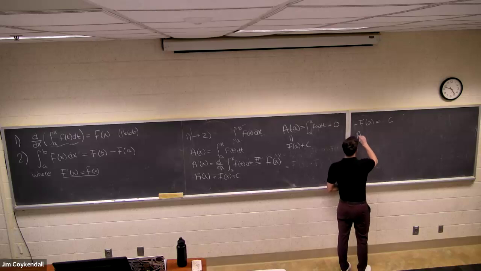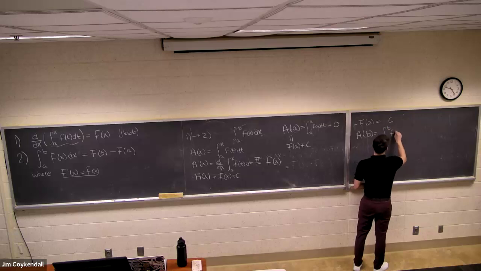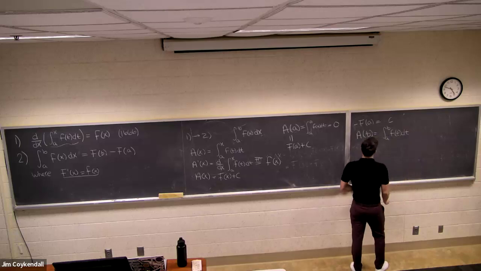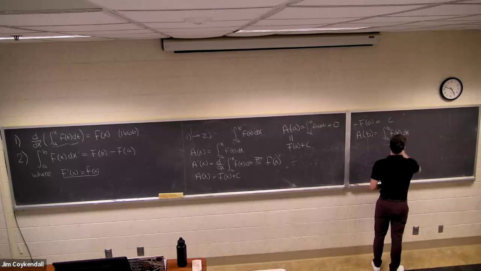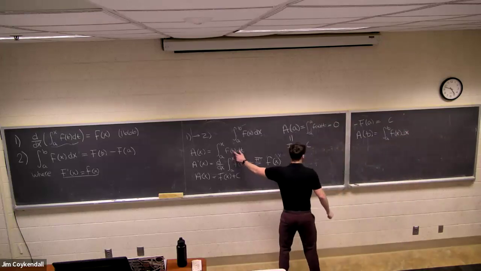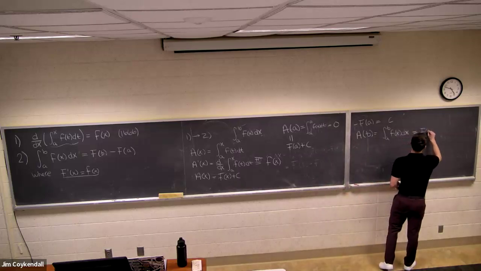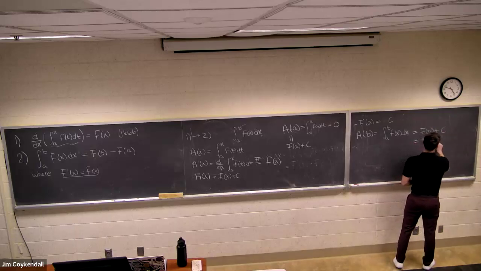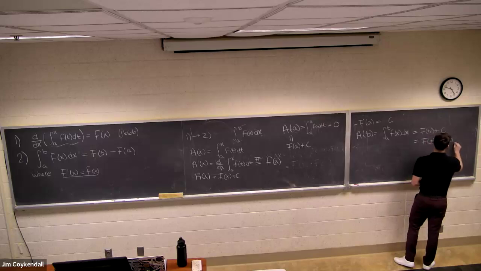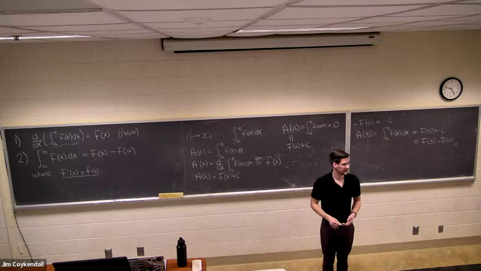We're almost home. A of b, we're going to do the same kind of trick, is the integral from a to b of f of x dx. Notice x is a dummy variable, it doesn't matter. But it's also from the one on the bottom, F of b plus c. Well, plus c is minus F of a. And there you go.